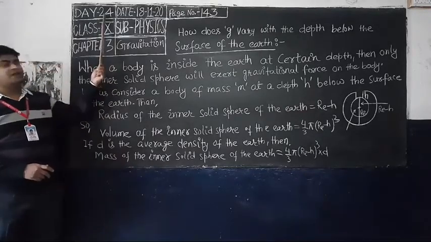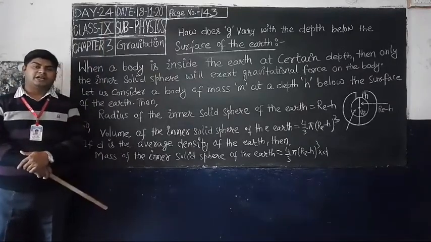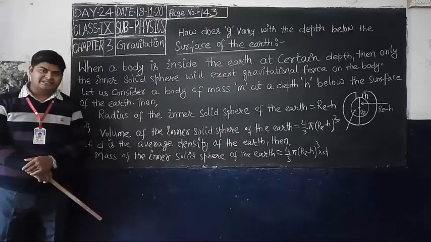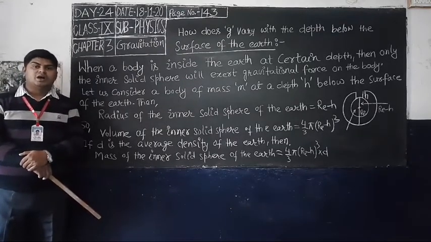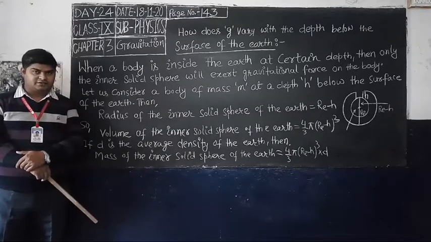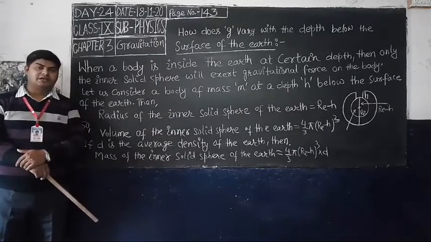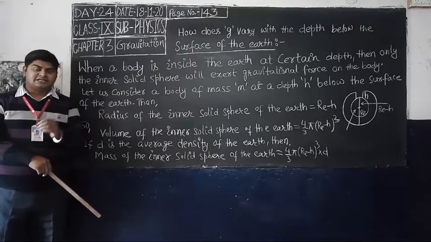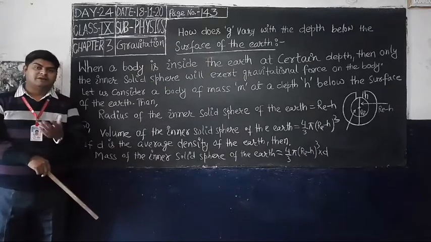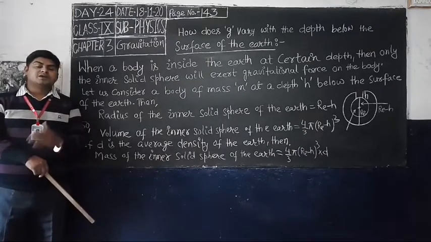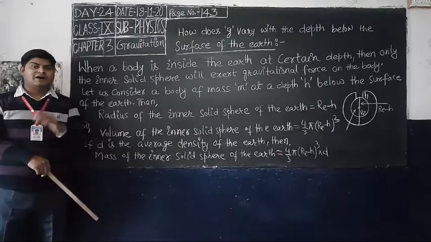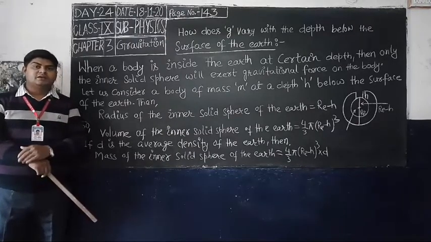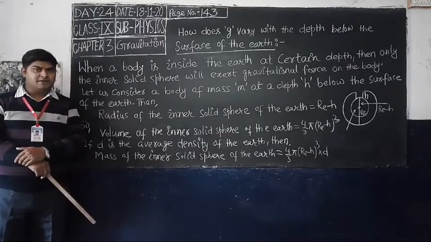Welcome to day 24. As you know, in day 23, I explained the value of acceleration due to gravity above the surface of the earth. And you know that the value of acceleration due to gravity decreases when you go above the surface of the earth. Today I am going to explain what the value of acceleration due to gravity will be below the surface of the earth. Okay, so let us hear.